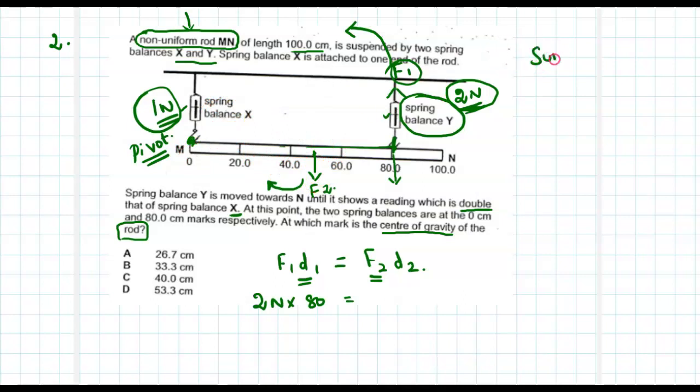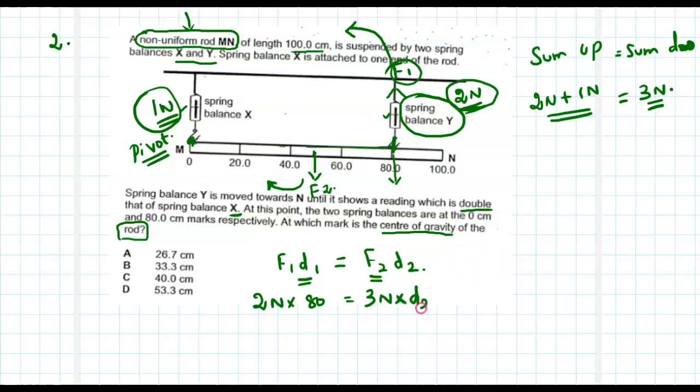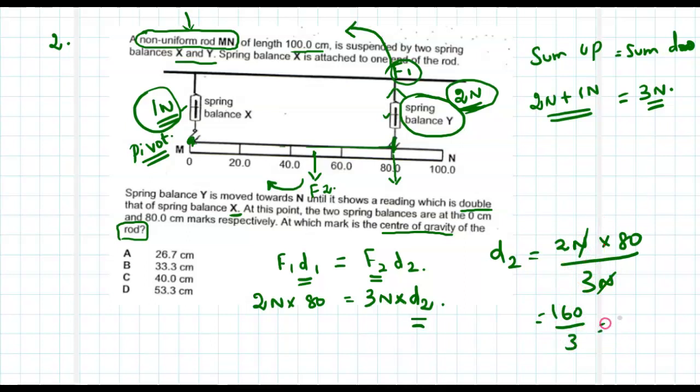How do we find the weight of the rod? Here we know that the sum of upward forces is equal to the sum of downward forces. For the upward force, there are two spring balances. One balance shows 2 Newton, another shows 1 Newton. So the total upward force is 3 Newton. So the total downward force is also 3 Newton. So here I can write 3 Newton multiplied by the perpendicular distance I want to find, D2. That's all. Now D2 is equal to 2 Newton multiplied by 80 divided by 3 Newton. Newton cancelled. So 160 divided by 3, 53.3 centimeter is the answer.